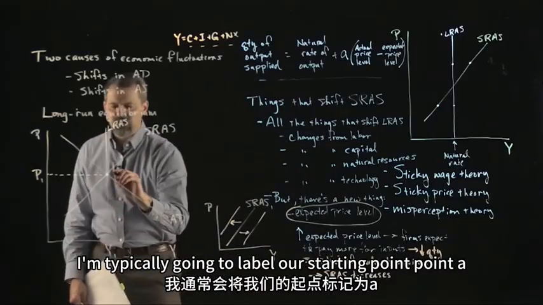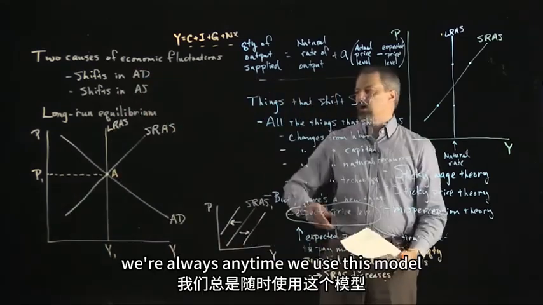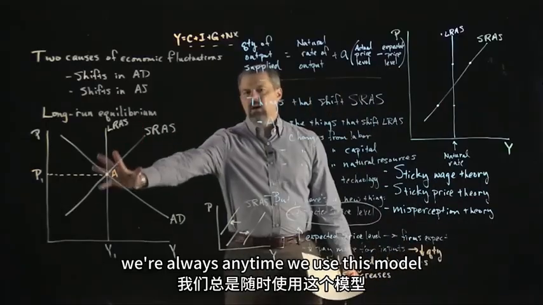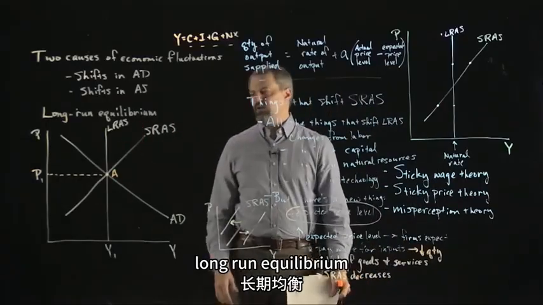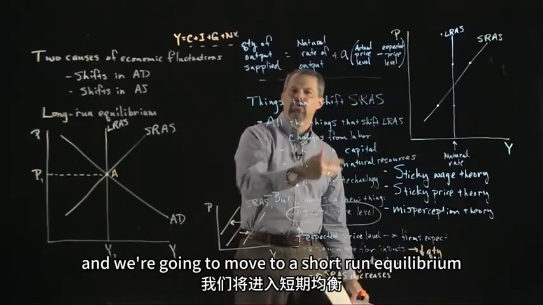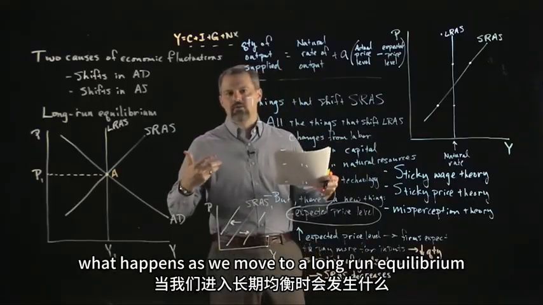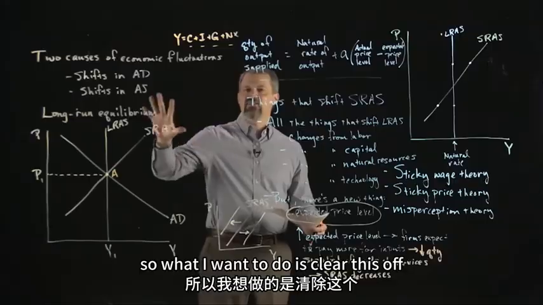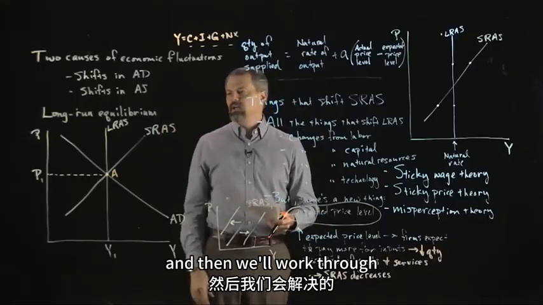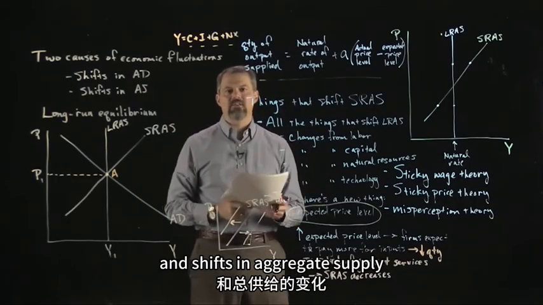I'm typically going to label our starting point, point A. Anytime we use this model, we're going to start with a picture of long run equilibrium, and then we're going to shift one of these curves, and we're going to move to a short run equilibrium. And then we'll think about what happens as we move to a long run equilibrium. So what I want to do is clear this off, and then we'll work through a couple of examples of shifts in aggregate demand and shifts in aggregate supply.